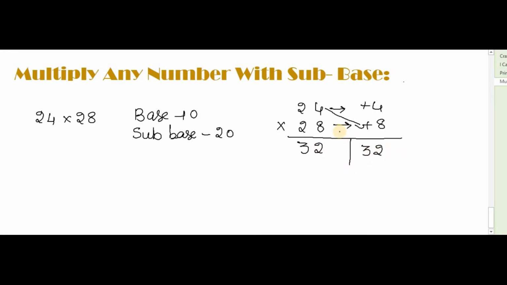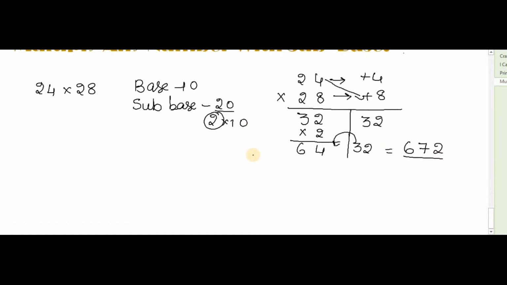After this, the same procedure we followed. You may ask what is the change here? Yes, the change is here. 20 I can write as 2 times 10. So here I should multiply this answer, not this one, with 2. 32 into 2 is 64. And now I should go for the balancing rule. So 4 plus 3 is 7, and we'll write it as it is. So the multiplication of 24 and 28 is 672.